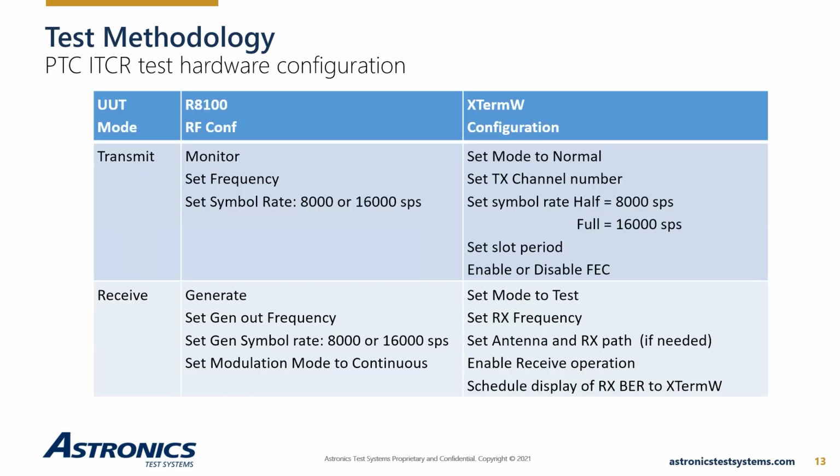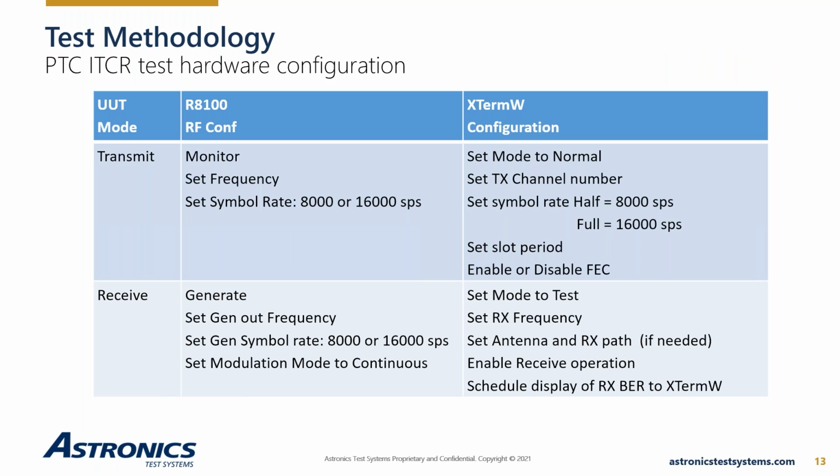From a test hardware point of view, if we're testing the transmit from the unit under test, whether it's a wayside, a base station, or a locomotive radio, the 8100 will be in monitor mode. You'll set its frequency and the symbol rate, and then on the XTerm-W configuration, you'll set up the mode of the radio, the channel number, the symbol rate, slot period, and then forward error correction. When you're testing the receive side of the radio, then the 8100 is in generate mode.